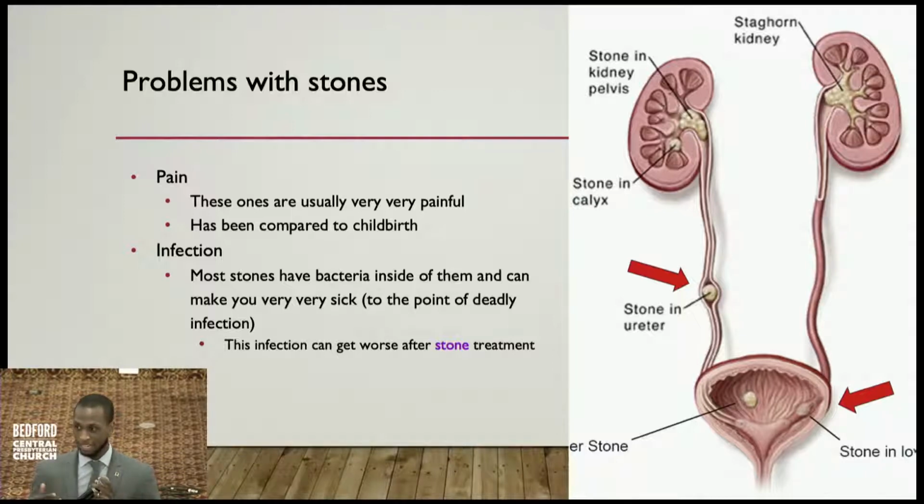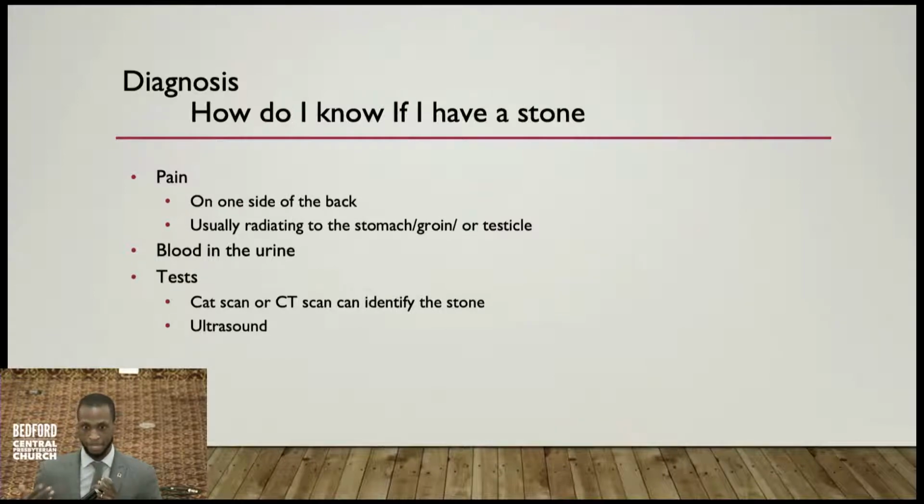So if you get a CAT scan for some other reason, they may say, oh, by the way, we see some kidney stones in your kidney. And that's something you can come and see me for sure, but you don't have to come through the emergency room. It's not an emergency at that point.